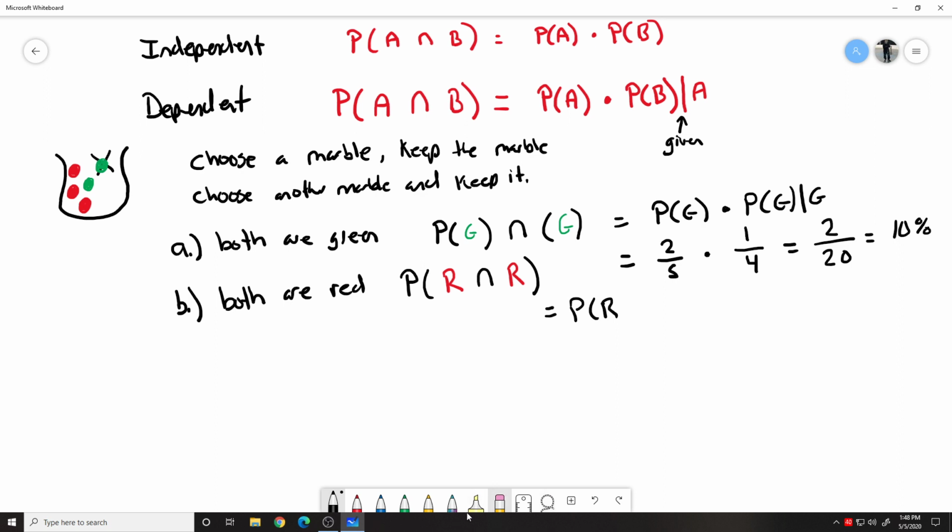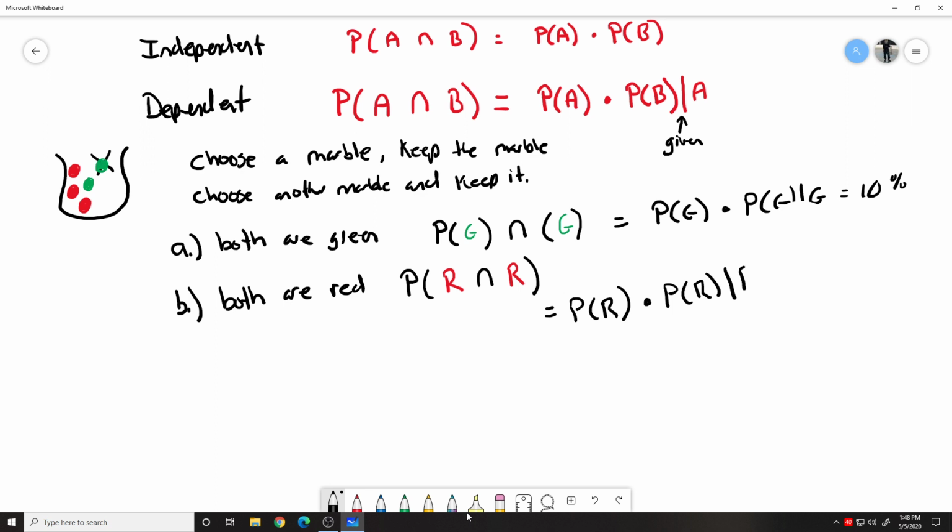Let me just clear this up so we have space here. And we'll just remember that our answer for the last one was 10% because we want to compare. So probability of red multiplied by the probability of getting another red given that we got red on the first one.